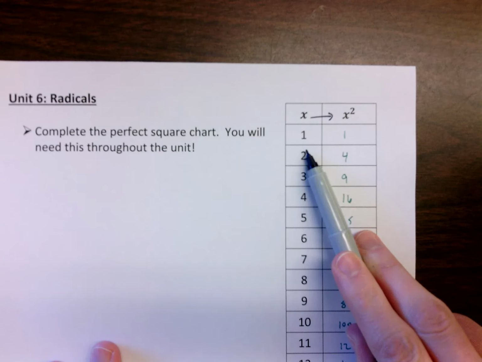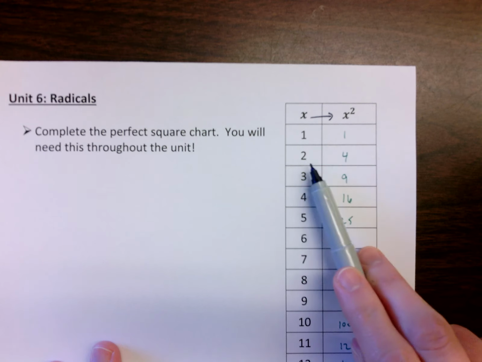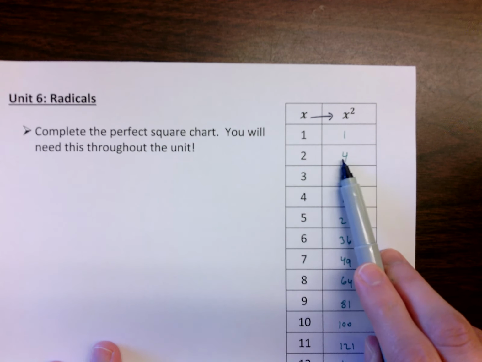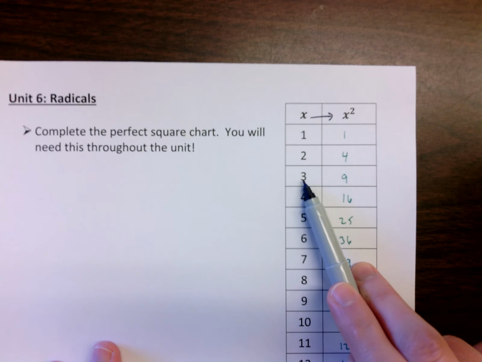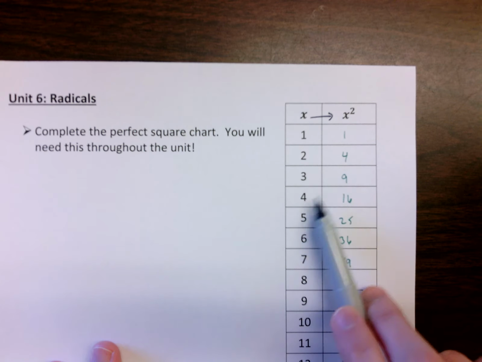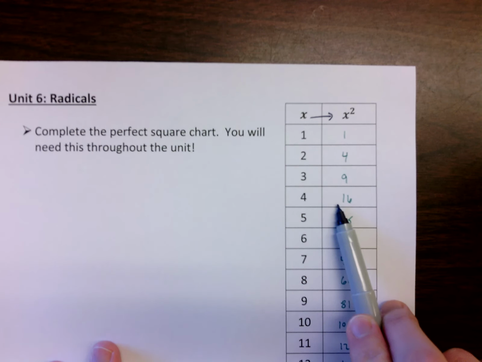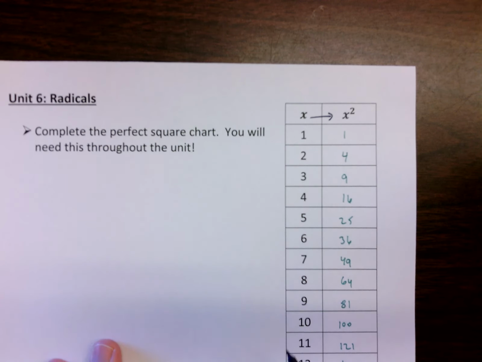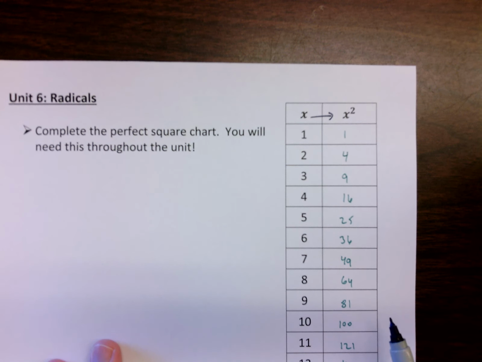Okay, so 1 squared, 1 times 1 is 1. 2 squared, 2 times 2 is 4. 3 squared, 3 times 3 is 9. 4 squared, 4 times 4 is 16, and so on and so forth. Okay, so you just take all these numbers here and you multiply them by themselves, and that's how you get the number over here.